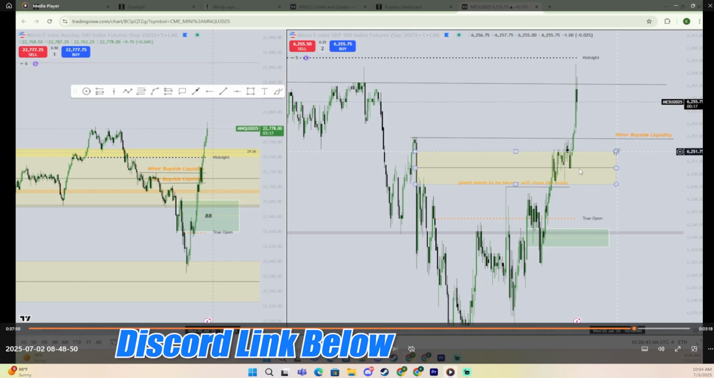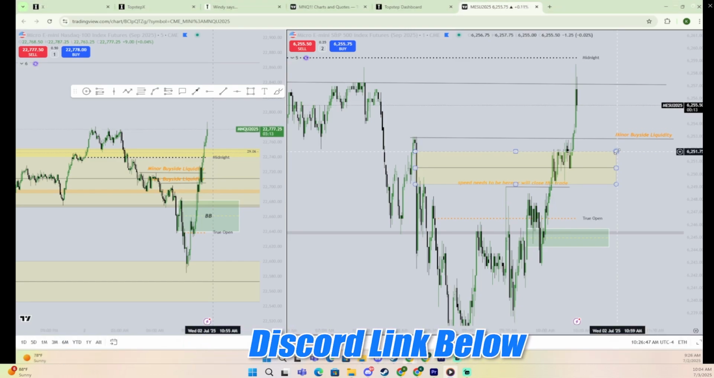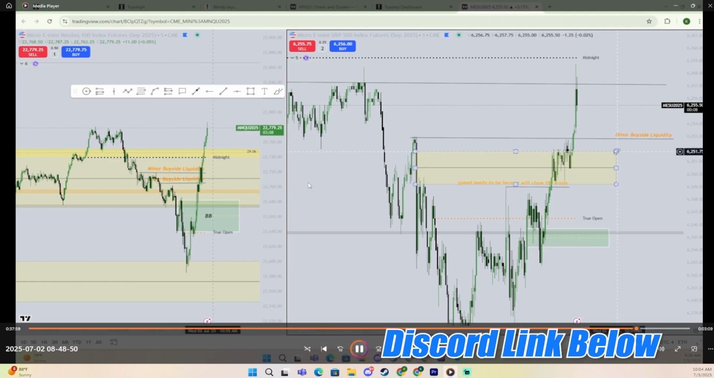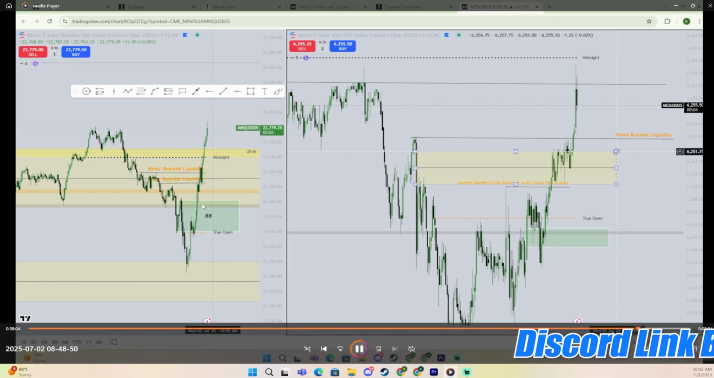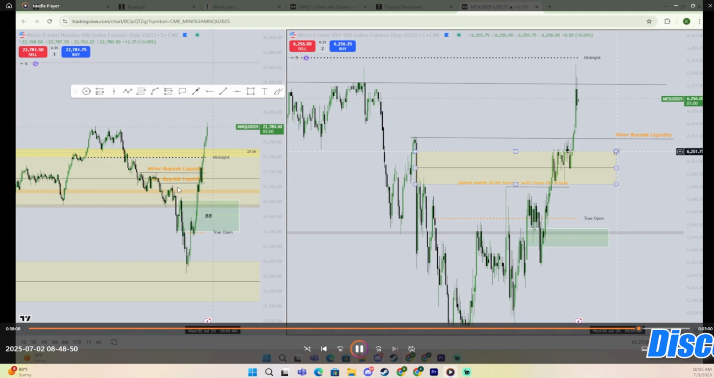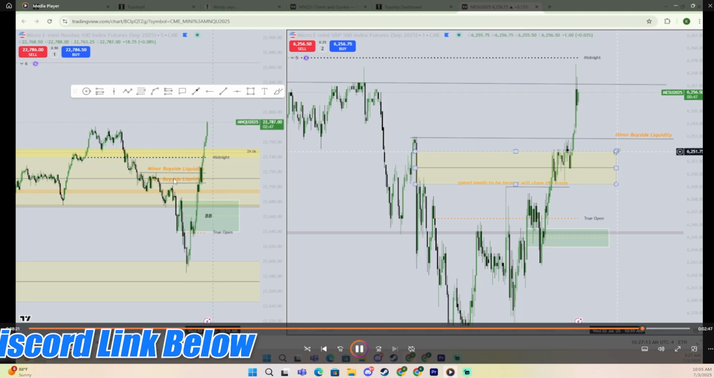I don't do this all the time. I don't recommend it, but if you want to put this in your playbook, they need to have the same draw on liquidity. I have to see who's leading. They've got to have the same draw on liquidity. That's the biggest thing. Start looking at that.